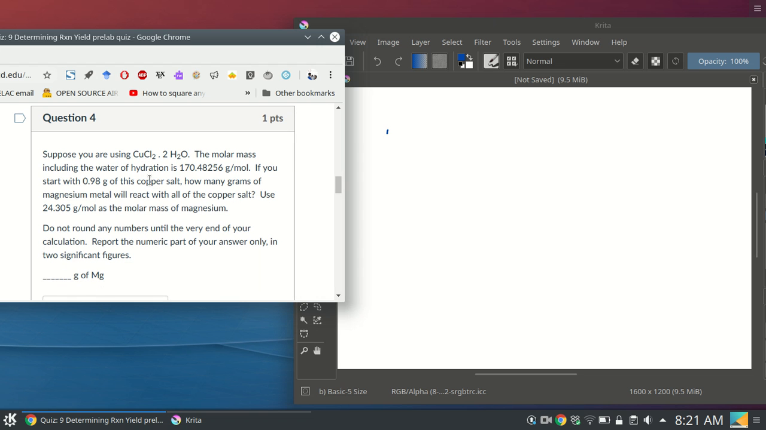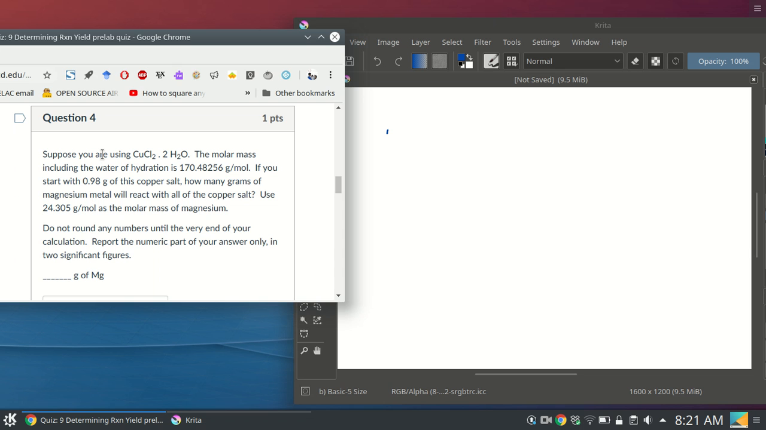This is called a stoichiometry problem. It's a stoichiometry problem because stoichiometry means the calculation of chemical quantities in a chemical reaction. I'm going to show you how to do this problem now so that you can do the lab work.